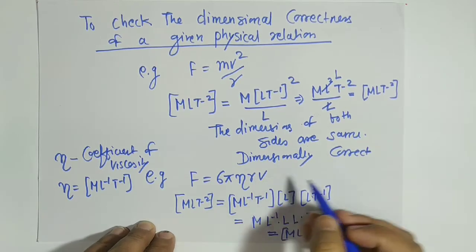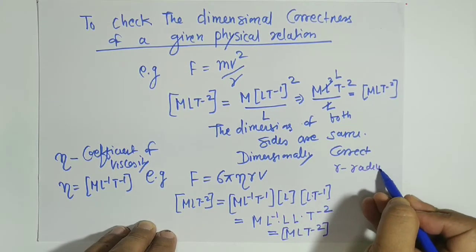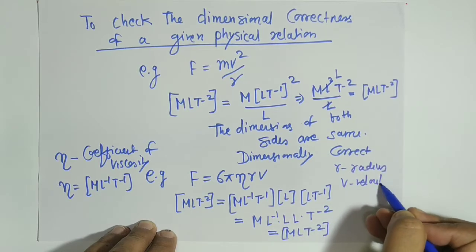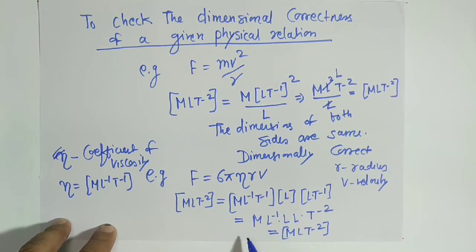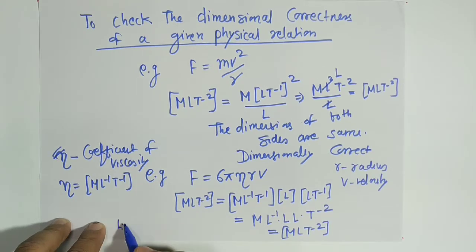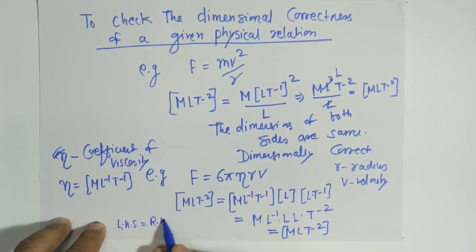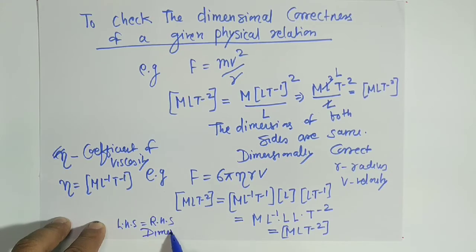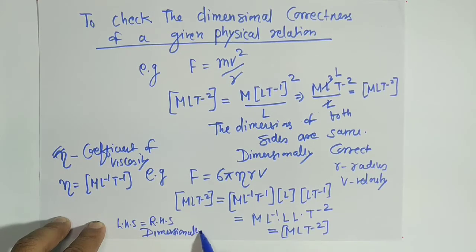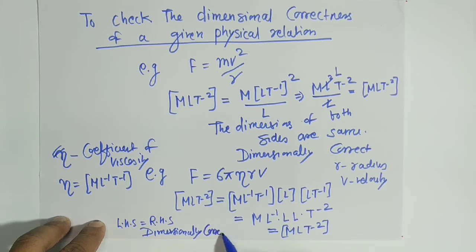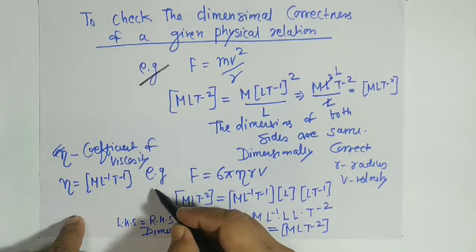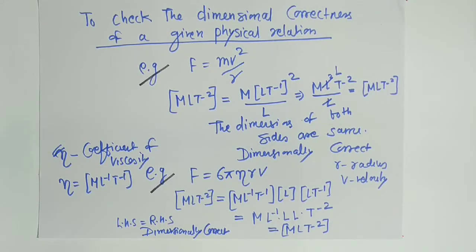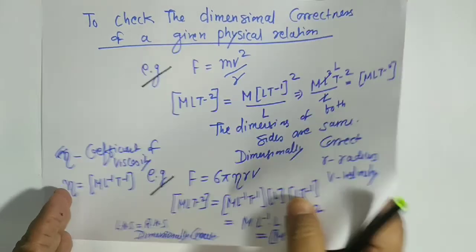Got it or not? What is r here? Radius. What is v? Velocity. It will be given there, but you have to memorize some dimensions, like one of them is the coefficient. So again here LHS is equal to RHS, dimensionally correct. So in this way we can see that some physical relations are given here. These are the two examples. One was for centripetal force and another is for viscous force. In the same way we can check the consistency of equations.